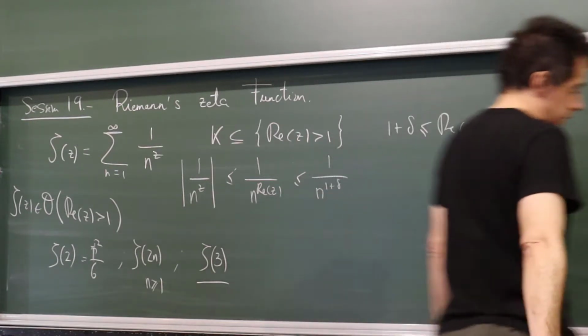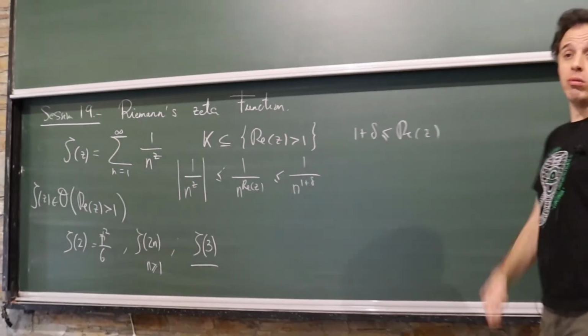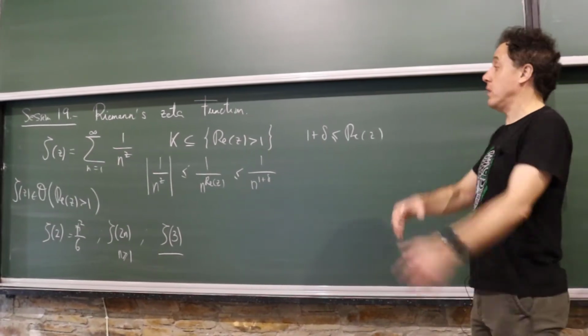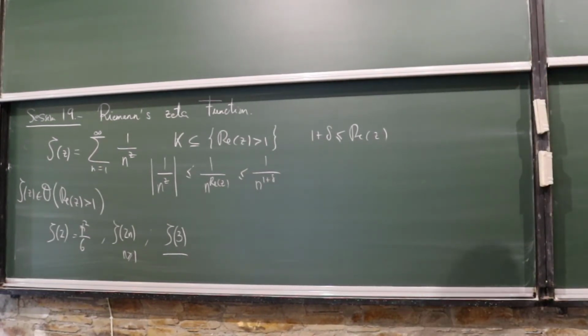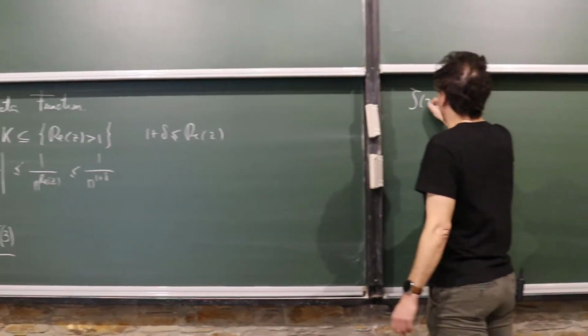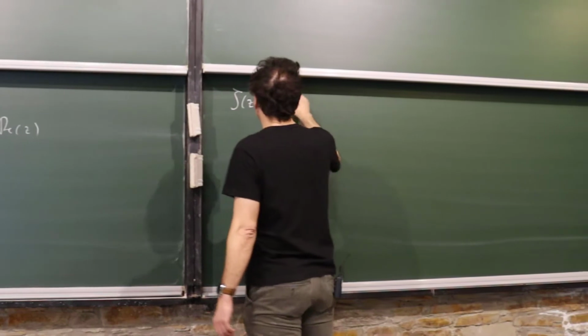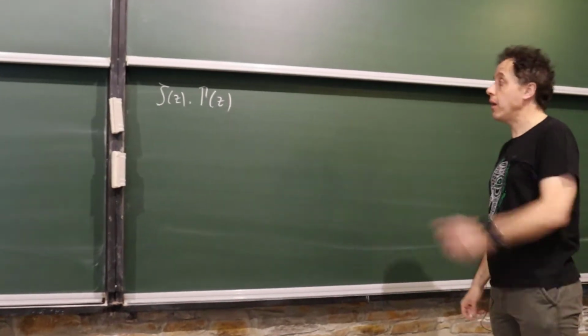So one of the objectives of this session would be to relate the function zeta with the function gamma, and to analytically continue the function zeta to the whole complex plane, as we have done with the function gamma. First of all, we want to state some relation about the function gamma. We want to find a formula for the product of gamma and zeta.